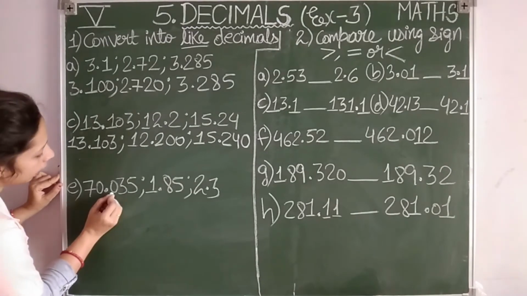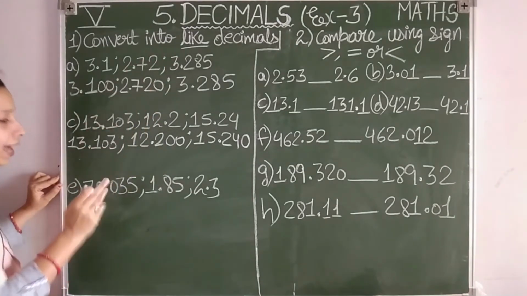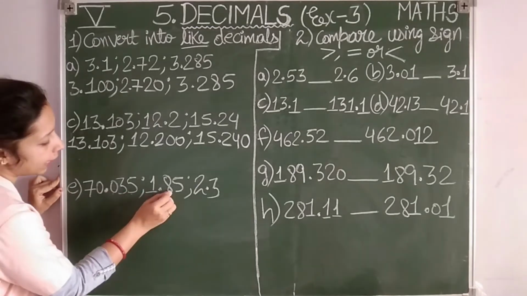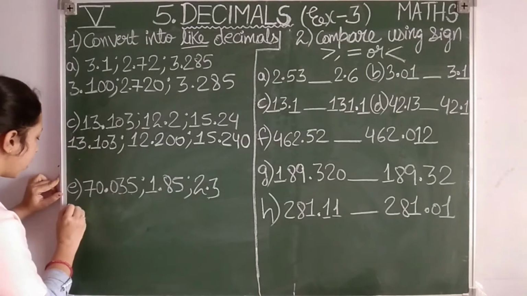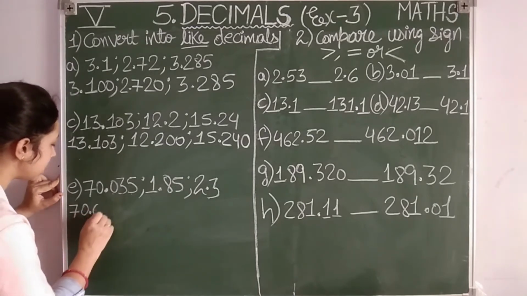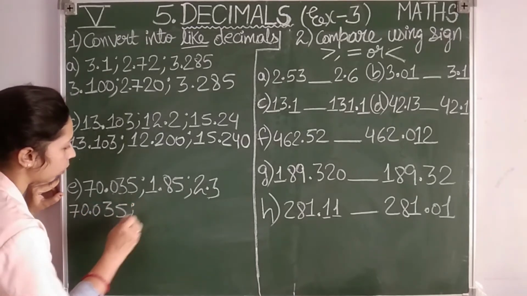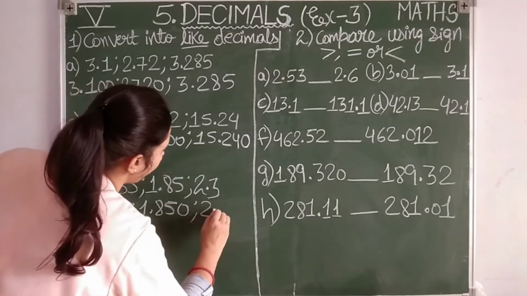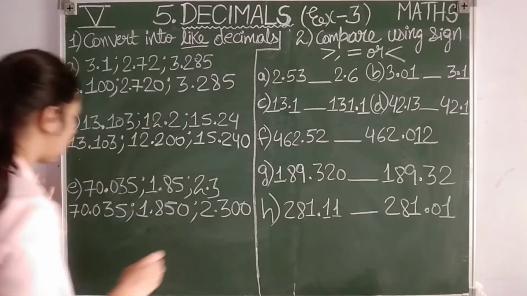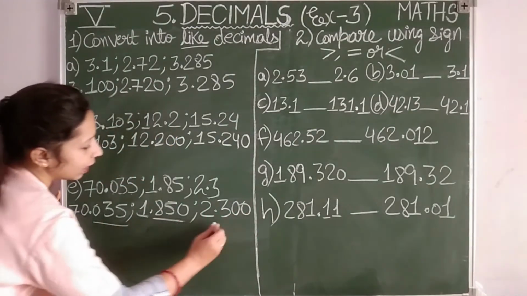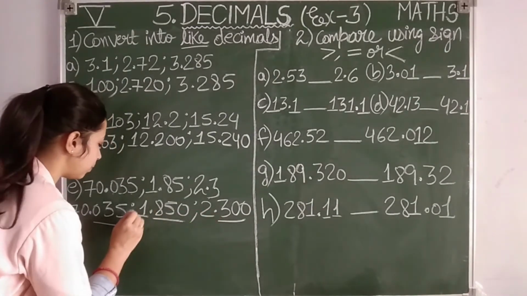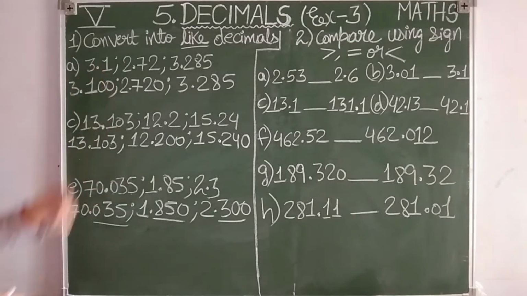Then here again, see, for like decimals, quickly come and check the greatest place value after the point. Tenths, hundredths, thousandths. Tenths, hundredths, only tenths. So again we have to convert these decimals up to the thousandths place. Look, 1.850, then 2.300. Now all these numbers have an equal number of digits after the decimal. So students, like this we can convert unlike decimals into like decimals. Okay, the rest of the points are your homework.